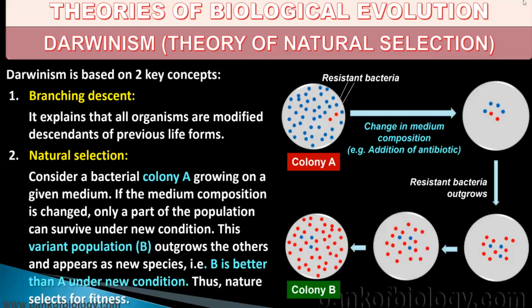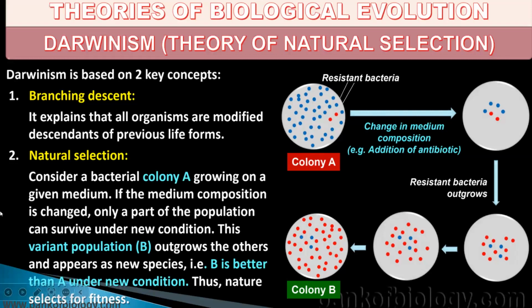Second, a very important point is natural selection. Natural selection. Nature will select the strongest one. So we have to write the definition. No, just read branching descent and natural selection.